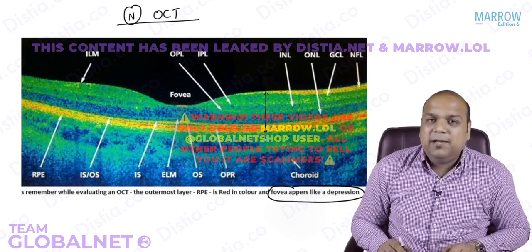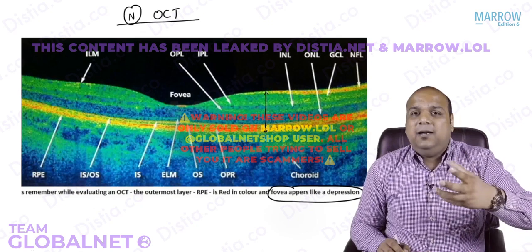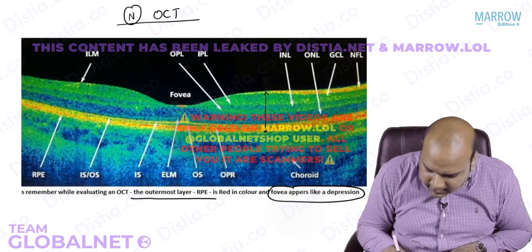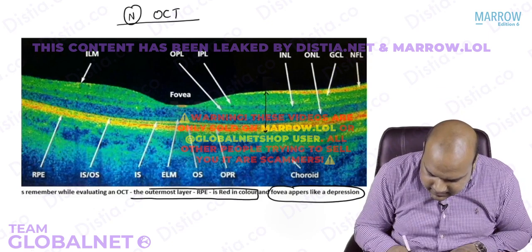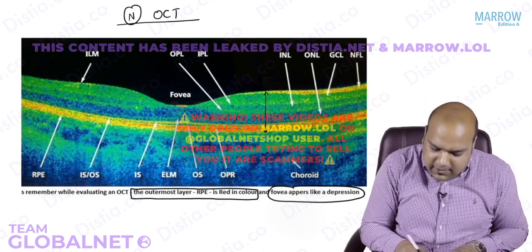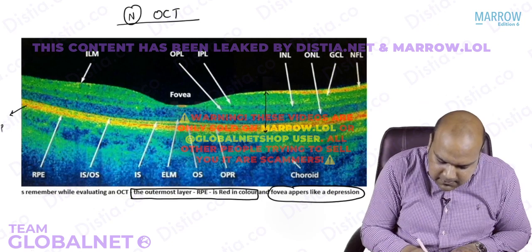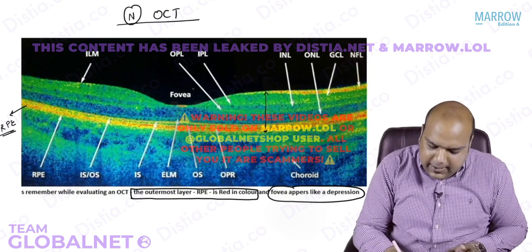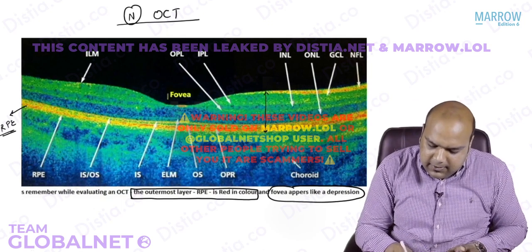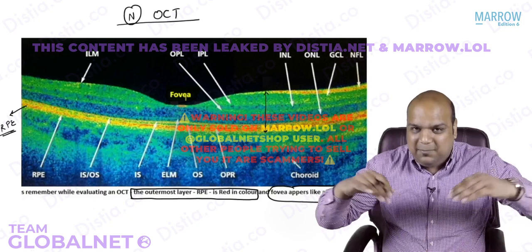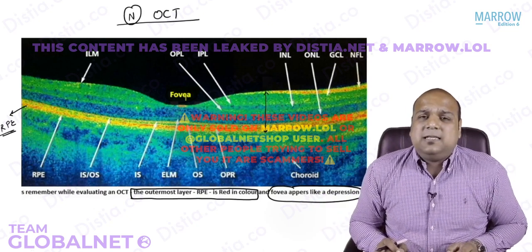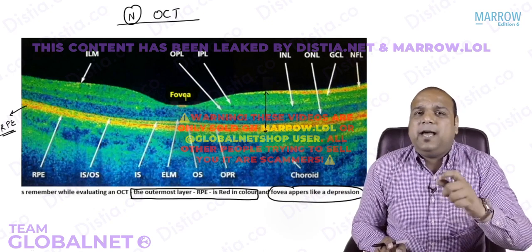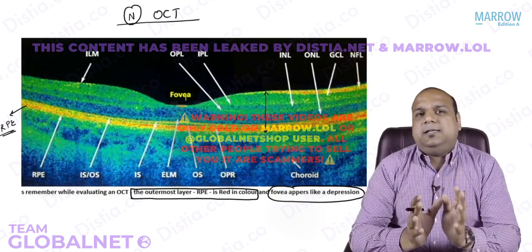Secondly, we should be able to determine the orientation of the retina. For that, we always see the outermost layer, RPE, is red in color. The outermost layer RPE, everybody, that means this layer must be my RPE. So if we are able to identify two things, number one, that my fovea is a depression, and number two, that my RPE is the outermost layer, we will be able to discuss basic pathology diagnosis based on OCTs.